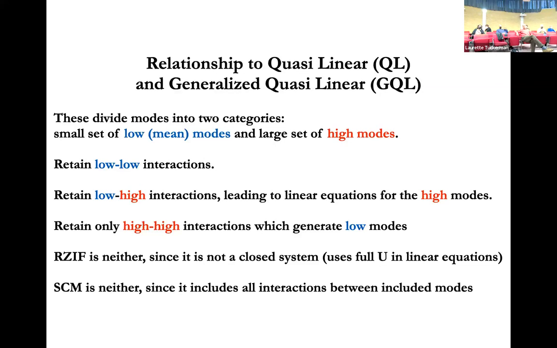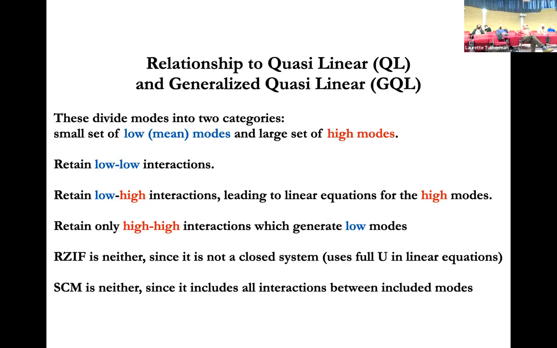And here's what you keep. You retain the low, low. You retain the low, high, which makes the equations for the high linear in high, because you drop the high, high, except you keep the high, high which generate the low, as in 1 minus 1 equals 0, 2 minus 2 equals 0, 3 minus 3. So those you keep, but you do not keep 4 minus 3 is 1. So it's a lot like it, but neither of these methods that I've talked about are those.